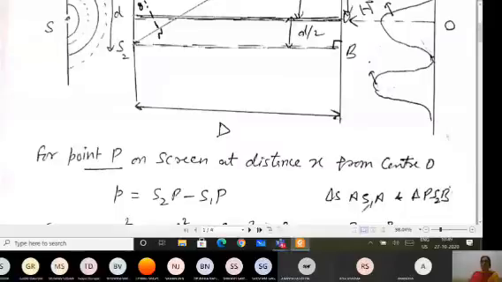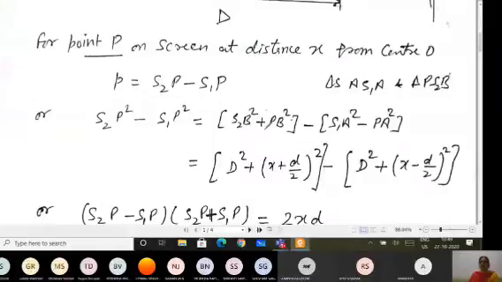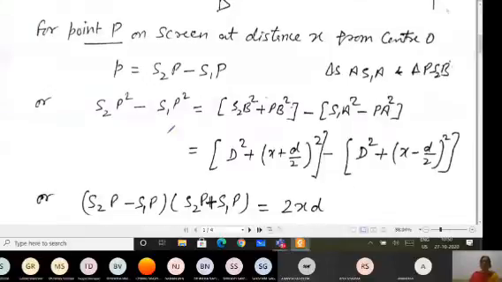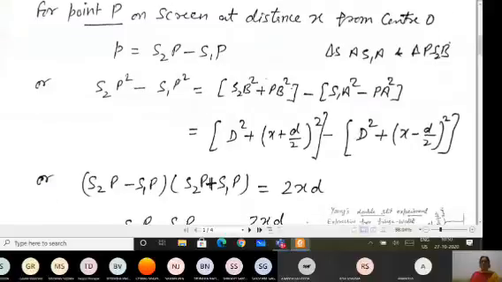So this is mathematics. I have simply calculated firstly S2P whole square minus S1P whole square, by putting the values: S2B is capital D and this is x plus d by 2 whole square. Similarly, I put the value here. Now S2P whole square minus S1P whole square is A square minus B square, which I can write as A minus B into A plus B. So my aim is to find S2P minus S1P, so this factor S2P minus S1P I have to find.